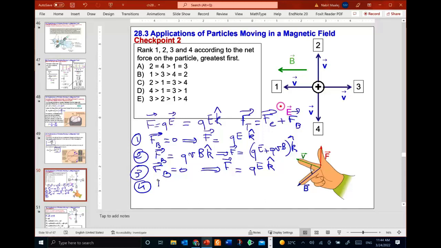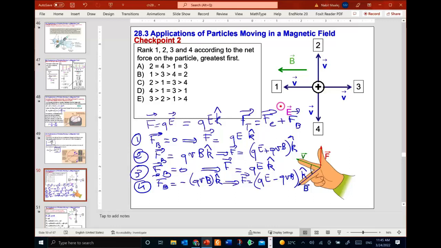So we can write F_B is minus QVB times k. So what is the total force? The total force is QE, which is the electrostatic force, minus QVB, all of this times k. The electrostatic force is coming out of the page, but the magnetic force is into the page. They are kind of opposing each other in this case. So this is why we get QE, because it's in the plus k direction, minus QVB, because it's in the minus k direction.